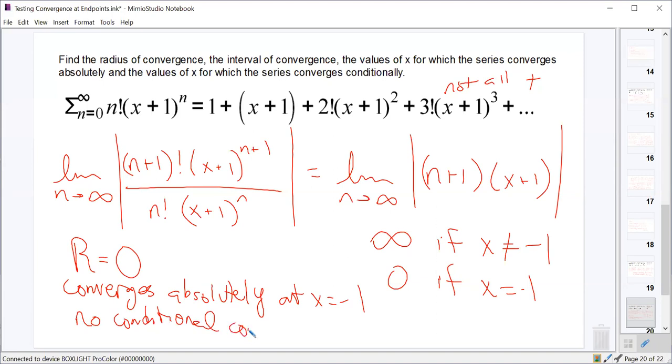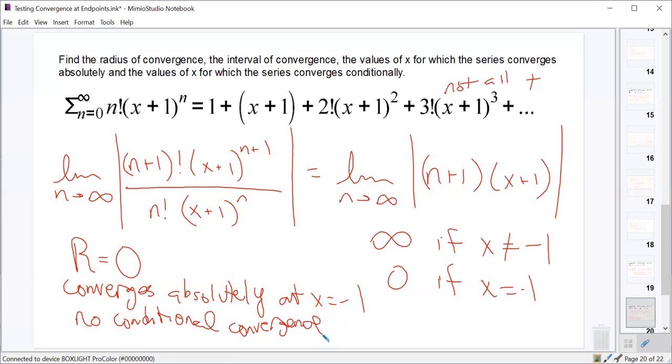You might state, if you wanted to, but you don't need to because it didn't ask you to, that it diverges everywhere else except at x equals -1. Which makes sense, right? If I plug in any other number, n factorial is going to get larger faster than something smaller than 1 going to the nth power. The n factorial is still bigger than that. And for any other value outside of -1, this thing is getting bigger, getting huge. That should make sense. Good?